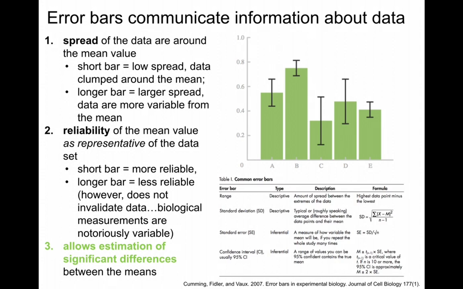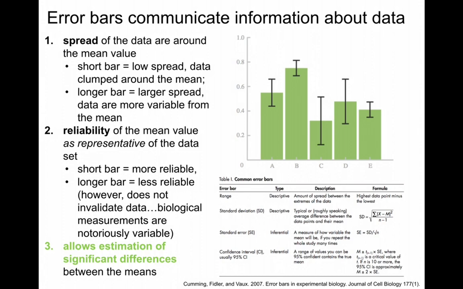So here is a table showing you some common error bars. This table lists 4 different types of common error bars. The first one is just the range, so just the spread of the extremes in the data, so like the high point and the low point. Another type of common error bar is standard deviation, so just showing the average difference between the data points and their mean.